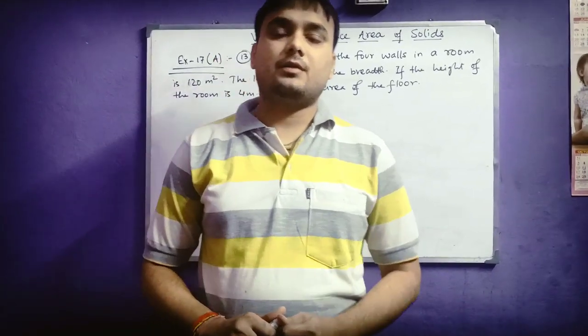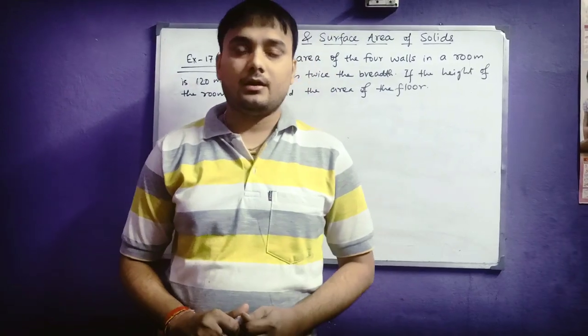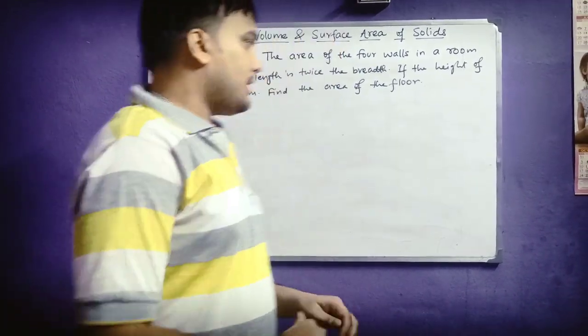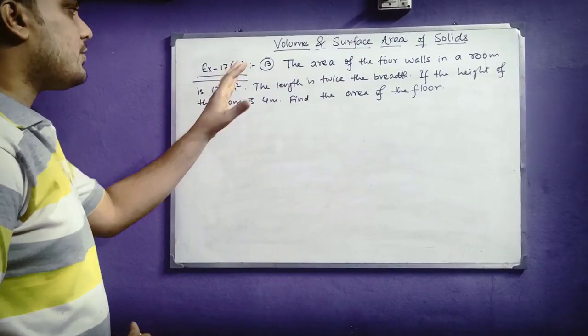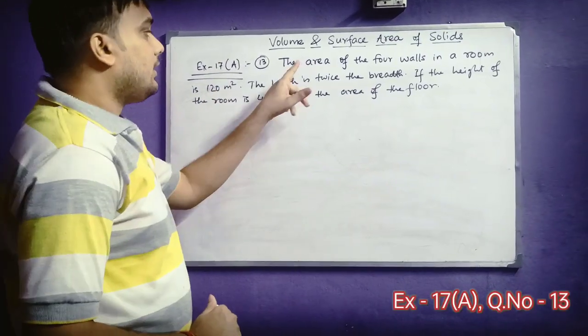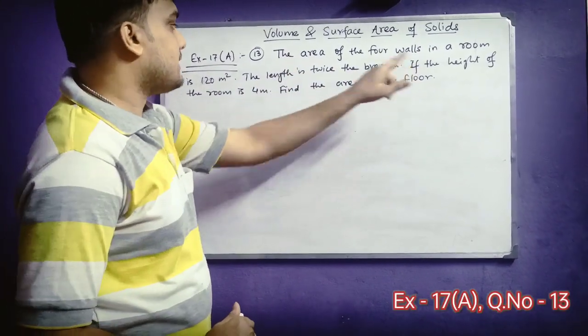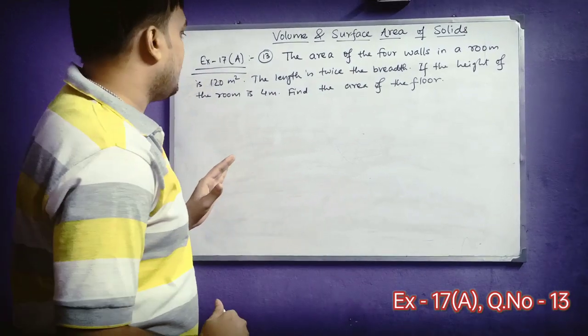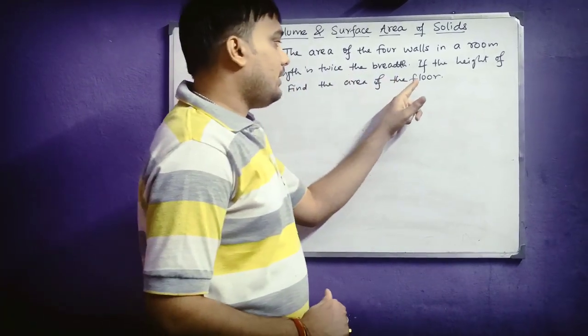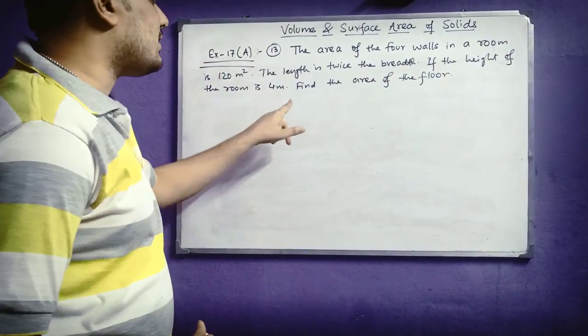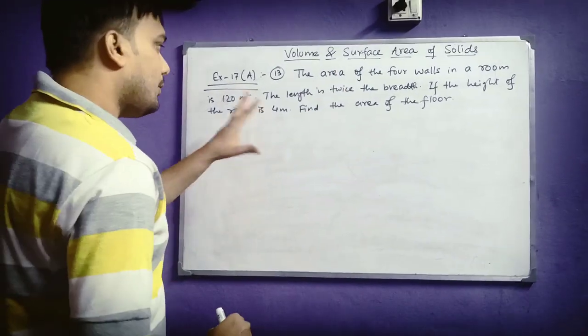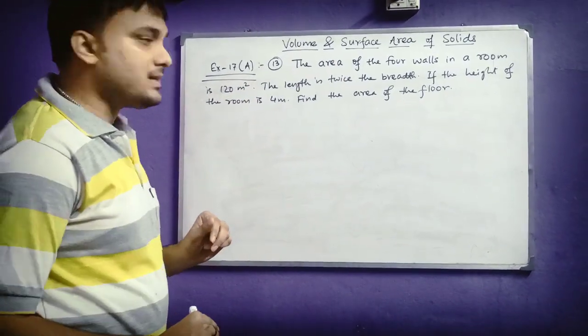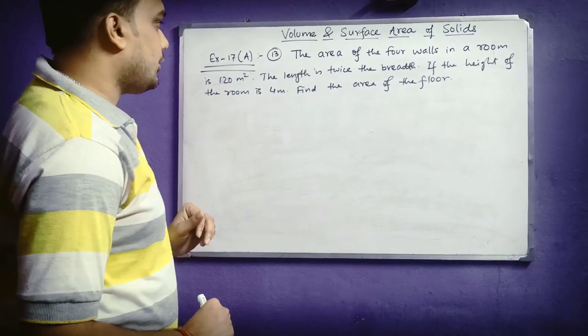So students, I have selected one of the questions from exercise A, which is a HOTS question. As you can see here, first you have to read the question and understand. It is given that the area of the 4 walls in a room is 120 meters square. The length is twice the breadth. And if the height of the room is 4 meters, then what is the area of the floor? It's one of the questions which is based on the application of cuboid.